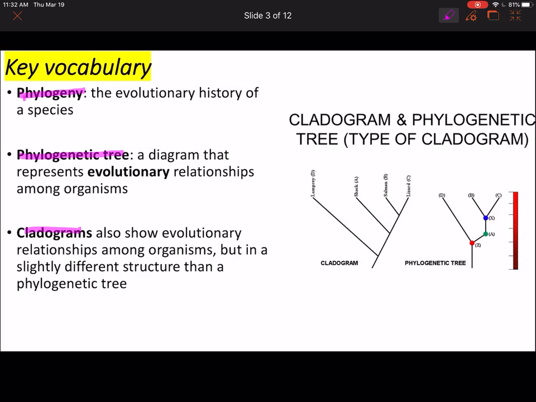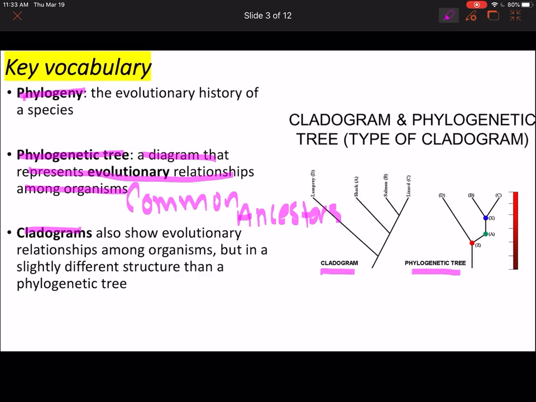Phylogenetic trees, or tree diagrams, and these cladograms are just diagrams that represent evolutionary relationships among organisms and species. They show the ways in which species are related by common ancestors over time. We're going to learn all about common ancestors this week and next week. So if that word feels a little bit unfamiliar, don't worry, we're going to review it today. Cladograms also show evolutionary relationships among organisms. The only difference is that a cladogram has a slightly different structure than a phylogenetic tree does, and we'll review that in a minute.